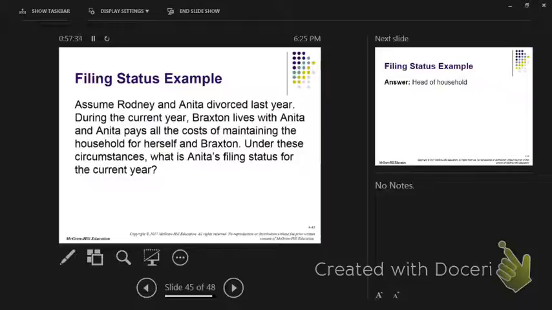Now they got divorced. Different example, Rodney and Anita got divorced. During the year, Braxton lived with Anita. Anita paid all the costs for Braxton herself. Under these circumstances, what would Anita's filing status be? Head of household.